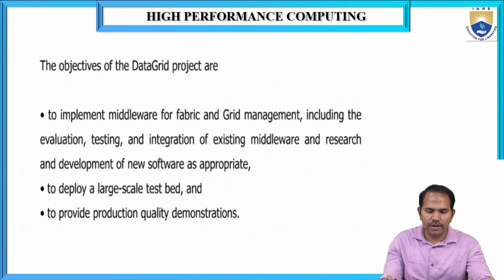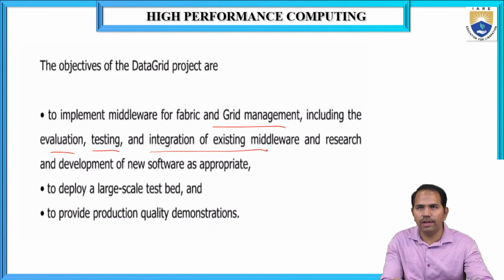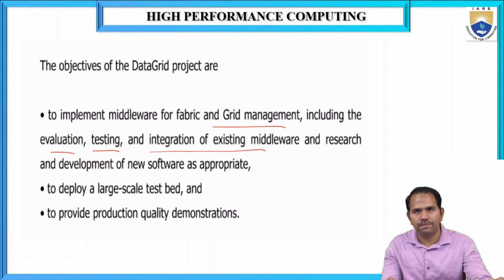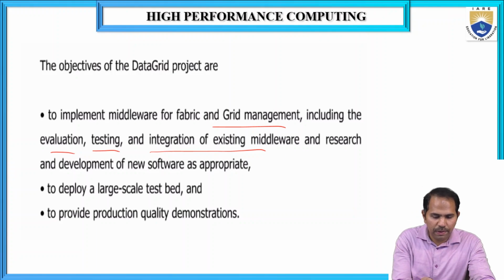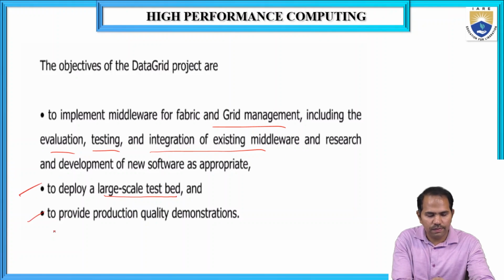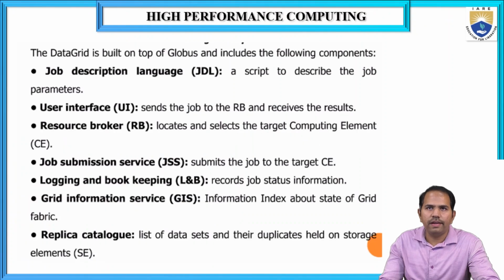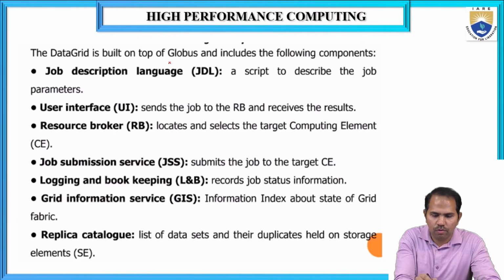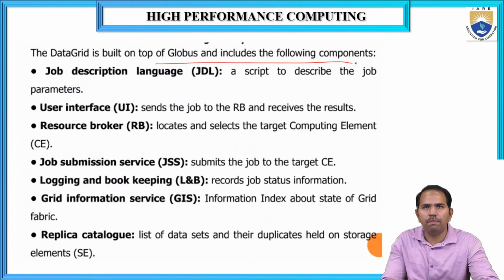The main objectives of the Data Grid project are to implement the fabric and grid management, including evaluation, testing, and integration of existing middleware, and research and development of new software as appropriate. And to deploy a large scale testbed, and to provide production quality demonstrations. The Data Grid built on top of Globus includes the following components.